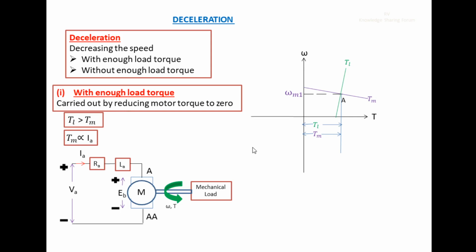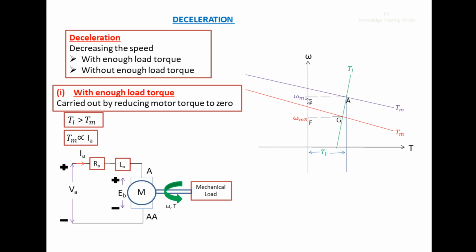I will show you with a speed torque characteristic. See here, the machine was previously operating at this speed omega m1. Now, we want to reduce this speed from omega m1 to omega m3. For that, we are reducing our armature current to zero. Therefore, our motor torque becomes zero. Here it was our previous motor torque at this point. This is our motor torque.